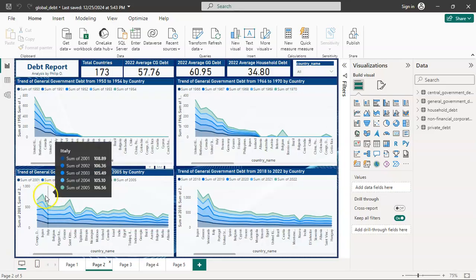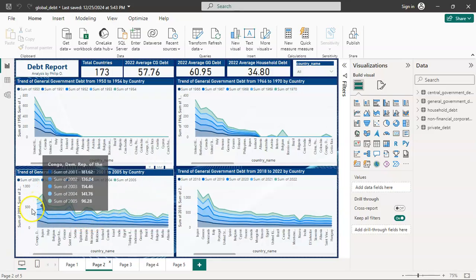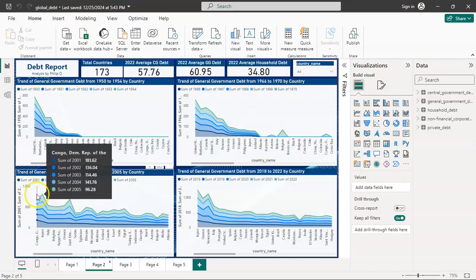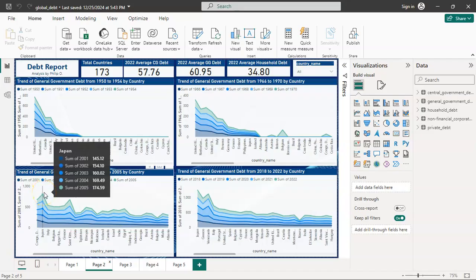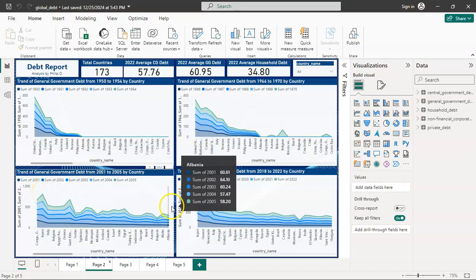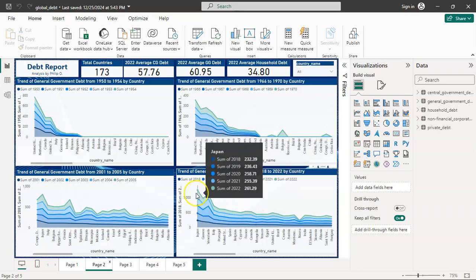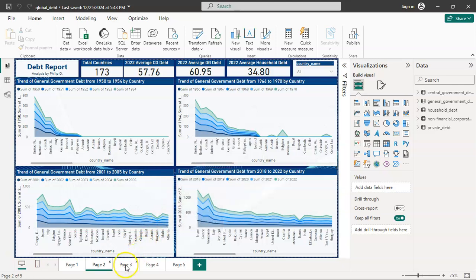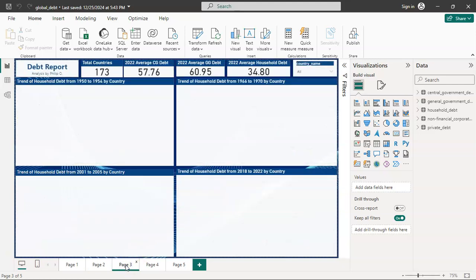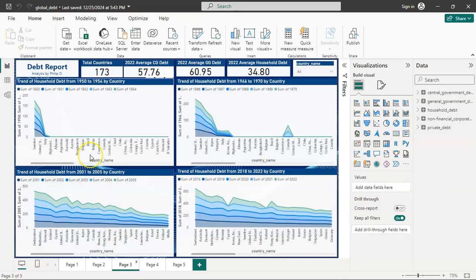And here also we have the trend of general government debt from 2001 to 2005 by country, and the country with the highest is Japan at this time. And also we have the trend of general government debt from 2018 to 2022 by country, and the country is Japan also. For the next page, we also have the trend of household debts.